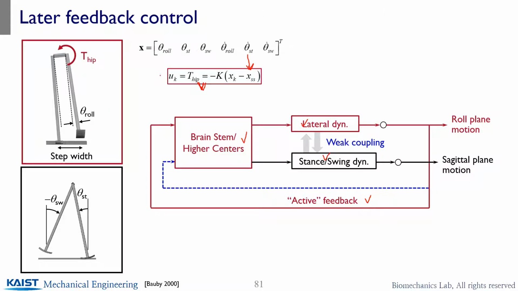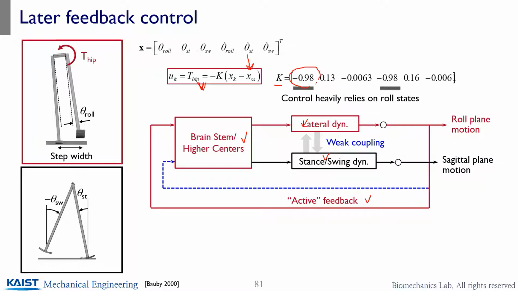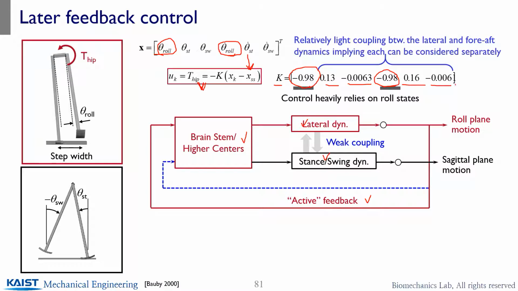So by tuning the gain, we will be able to find the repeated gait cycle. Okay, so by selecting the repeated gait cycle, one of the possible gain sets is like this. Since we have only one torque and 6 state variables, there are 6 by 1 gain parameters. As you can see here, there is a significantly large gain on the roll state variable for the roll joint torque. Okay, the other variables also contribute to the feedback torque generation, but with very, very small values. So relatively light coupling exists between the lateral motion and the fore-aft dynamics.